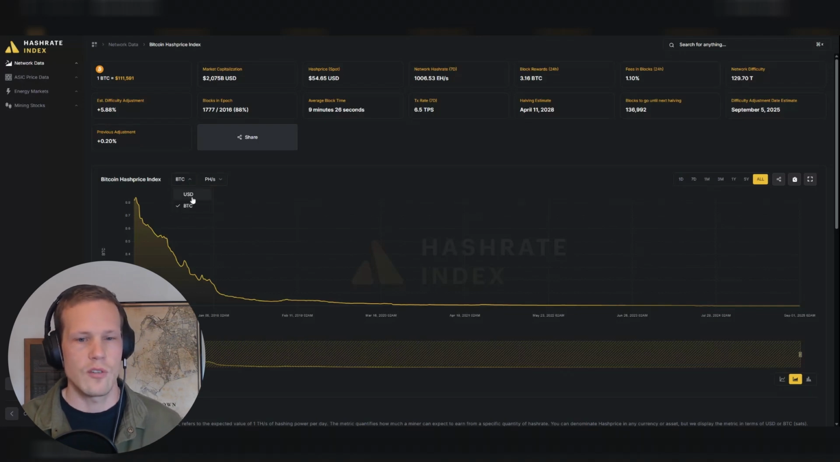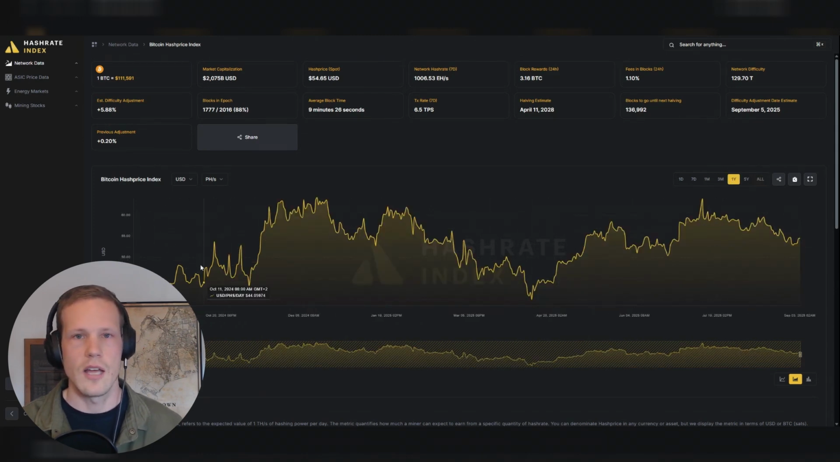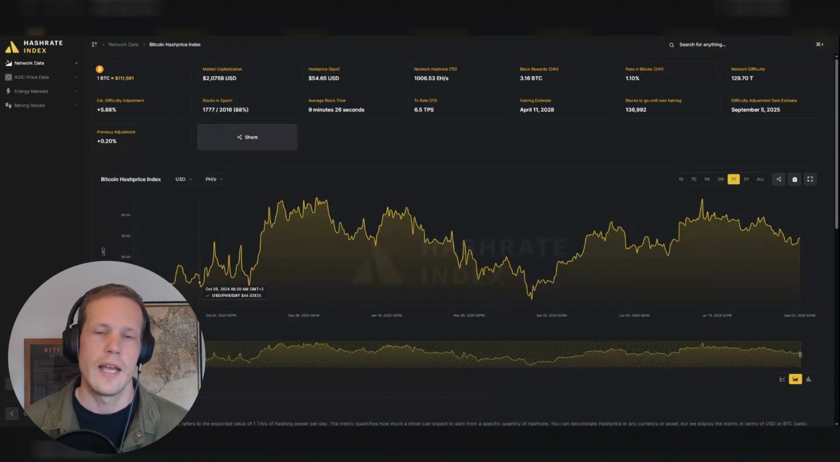If we switch this back to the USD, you can see actually the volatility seems low because in the beginning here we had such high numbers. But if we go back to the 1 year, you can see the hash price moves constantly as the Bitcoin price moves. And every 2 weeks it's adjusted because of the difficulty adjustment.